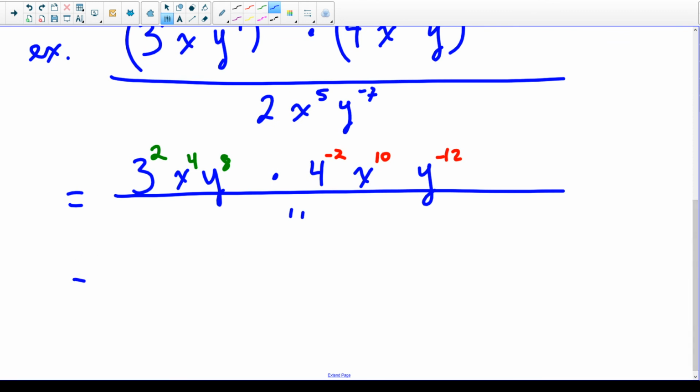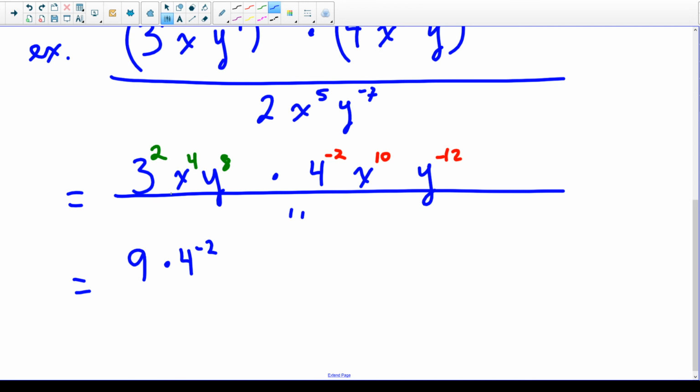Let's simplify the top a little bit more. So 3 to the 2 can't join with 4 to the negative 2 yet, because I can't join a base of 3 and a base of 4 if they have exponents. All right? And I can't multiply 4 to the negative 2 times 3 to the 2. I can do 3 to the 2 is 9, though. That I can do. Okay? But the 4 to the negative 2, I'm just going to place right next to that 9 for now.